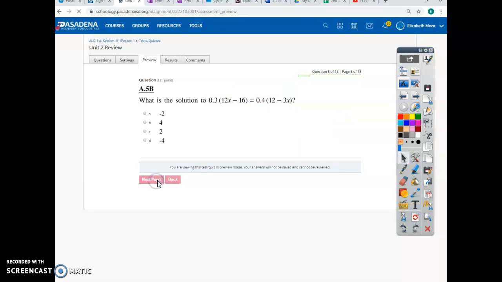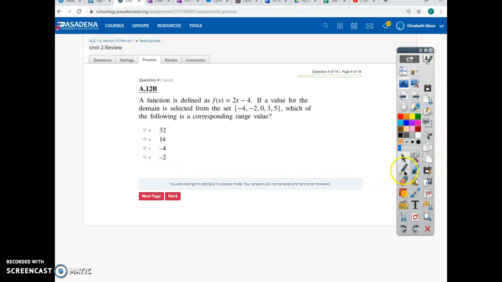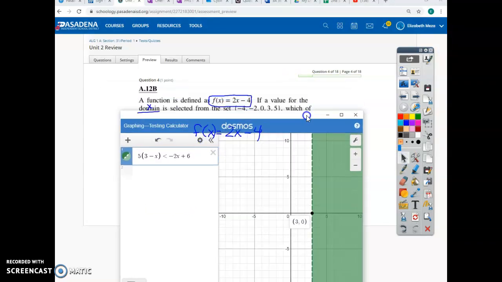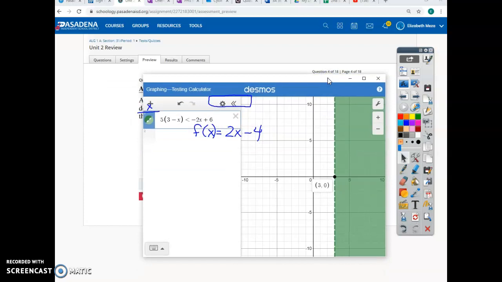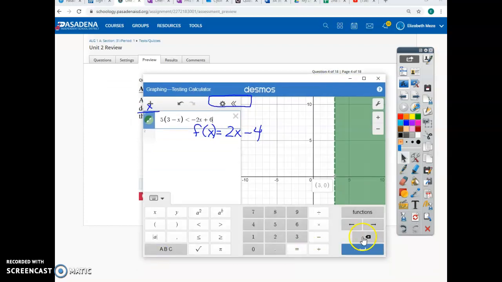Do you guys remember these? Type this whole thing in decimals just like that. F of x equals 2x minus 4. Okay, and they're giving us the domain, so those are my x's, -4, -2, 0, 3, and 5. So we're looking for those numbers in decimals. So you could do it two different ways. So I'm going to show you both ways.